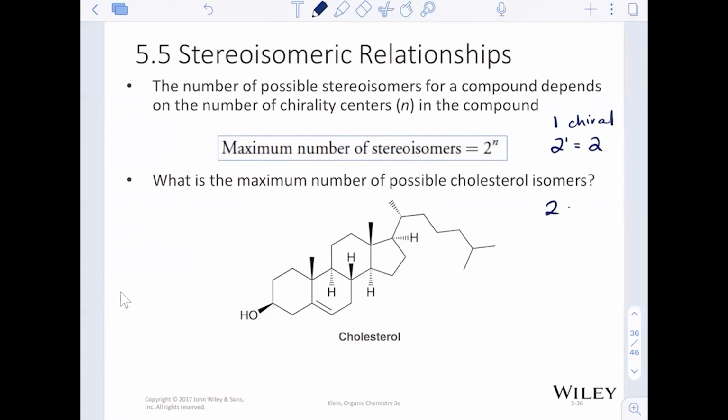But if you have two chiral centers, 2 to the 2 is 4. You're going to have 2 pairs of twins. You're going to have 2 pairs of enantiomers, and everybody else will be the diastereomer. Here's cholesterol. How many chiral centers? 1, 2, 3, 4, 5, 6, 7, 8. Yikes. Yeah, there are a lot of possibilities for stereoisomers. And guess what? Cholesterol is the one that works in our body. So crazy.